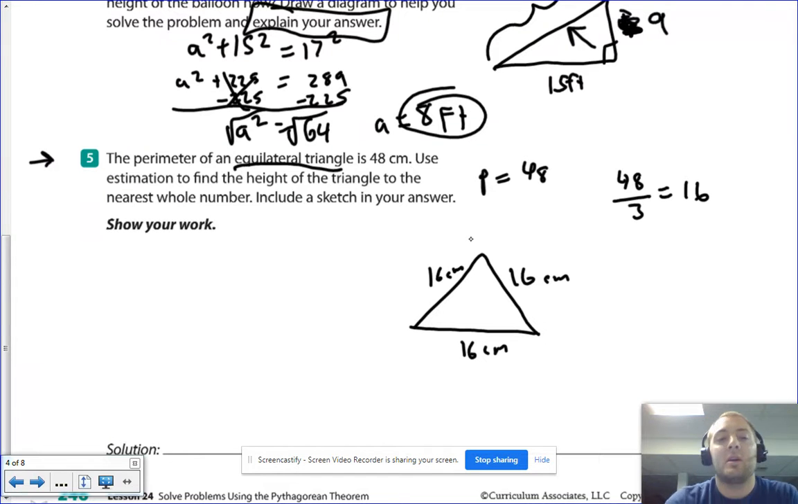But it's asking for the height. The height isn't one of the side lengths. The height is going straight from the very top straight down to the bottom, and it actually does make a right angle. It says use the estimation of the height to find the nearest whole number, include a sketch. So if you cut that, this would actually cut it in half. I know it doesn't look perfect, but this would be 8 centimeters. We don't know the height. And the other side of that, I'm just picturing one of the 2 triangles now, and it's an 8 by H by 16.